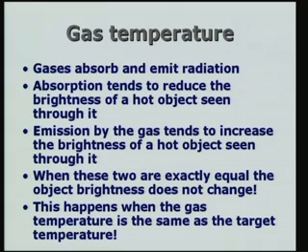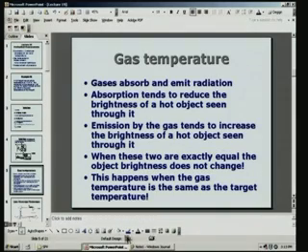If external radiation is falling on the gas, it is absorbed by the gas, whereas because of the temperature of the gas itself it is emitted, or re-emitted. So, the absorption and emission processes are some kind of competing process which are taking place all the time. So, in a sense, absorption tends to reduce the brightness of a hot object seen through it. So, let me just explain what I mean by this.